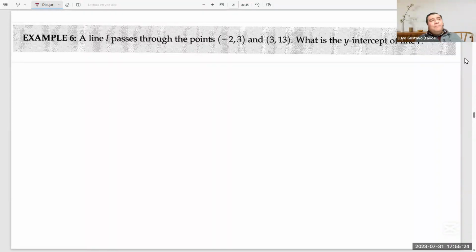A line L passes through the points (-2, 3) and (3, 13). What is the y-intercept of line L? Okay, let's follow our method. What is the method? First, let's determine the equation of the line. Once you determine the equation of the line, you have the y-intercept when you have it in this format. Once you determine this, that value is the answer to the question. Okay, can you do that?